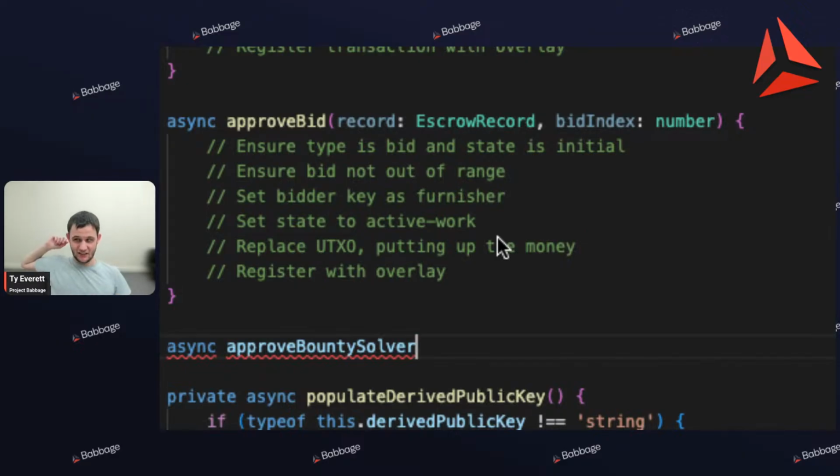That's a wrinkle, right? If bounty solvers do need approval, then they get approved and it goes to active work, and then they submit their work, and then the escrow can weigh in after it goes to work submitted. But if bounty solvers do not need approval, then essentially it goes from initial state all the way to work submitted.